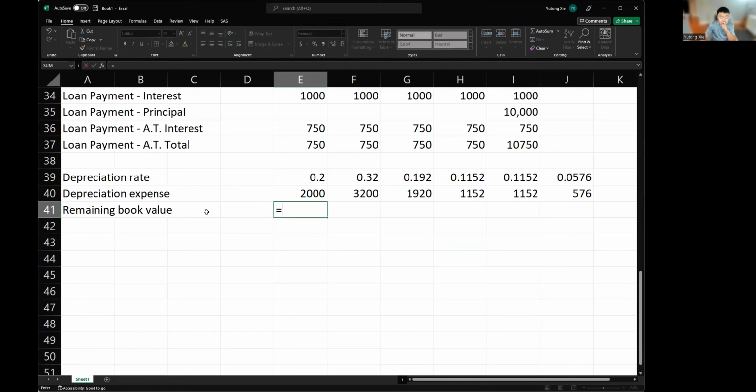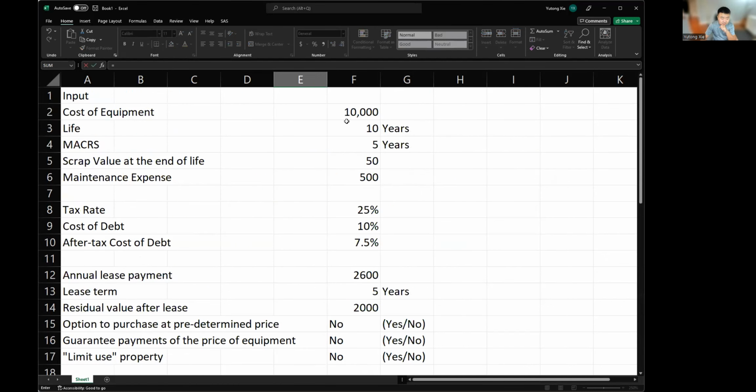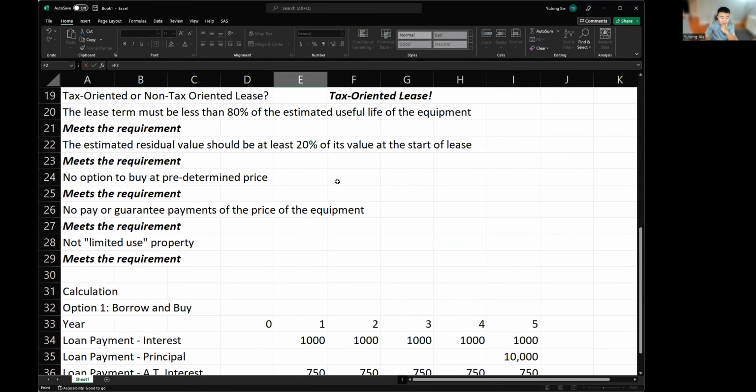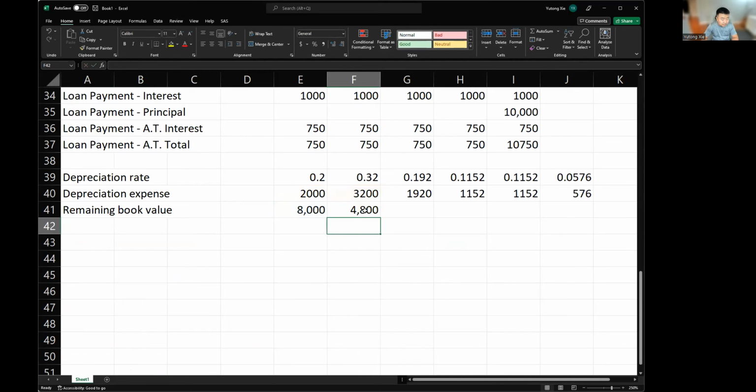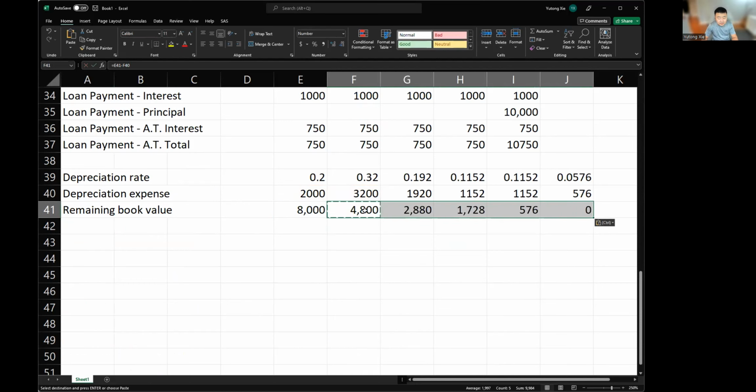So this is going to be, in the first year, basically just the original cost of equipment minus this 2000, right? Right. So then in the next year, it's actually going to be the previous remaining book value minus the current depreciation. Okay. So if I copy this to the end, I have a 0. So all the value, all the book value is depreciated.